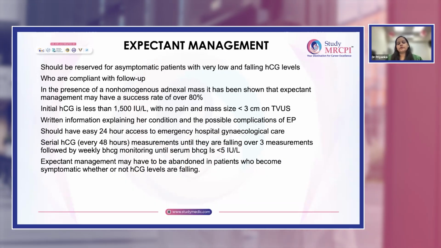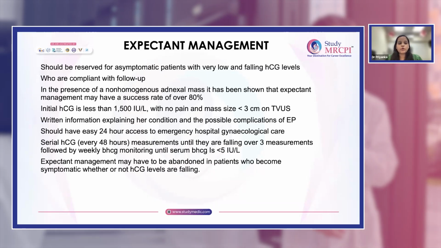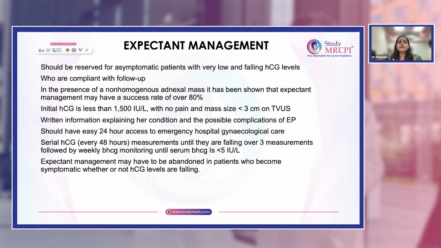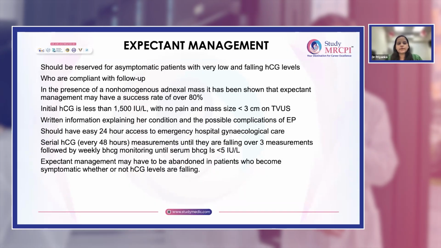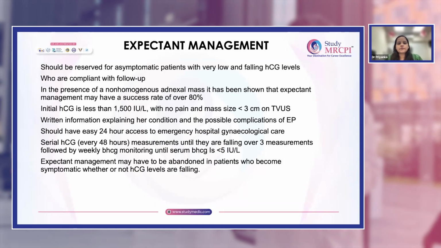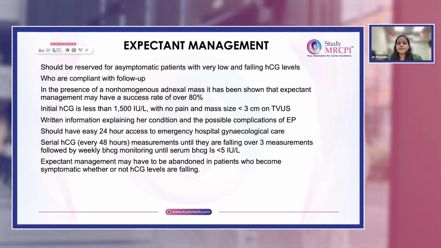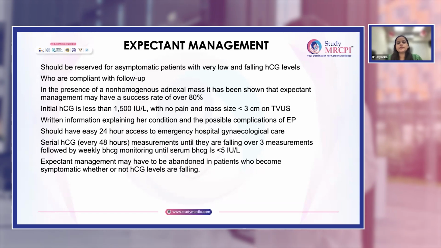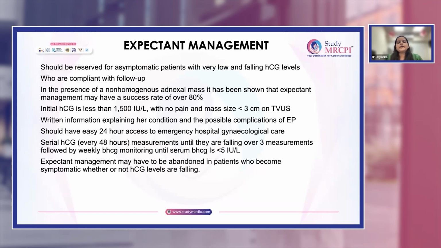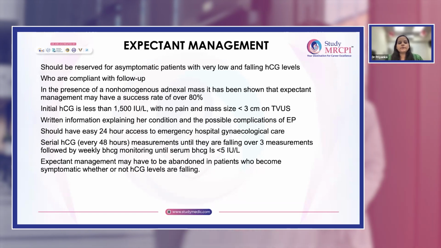So it's not only one of these. All the combinations should be seen. The HCG should be less than 1,500, the mass size should be less than 3 centimeters, and there shouldn't be any cardiac activity. The patient should be hemodynamically stable, and they should have 24-hour access to the hospital in case of emergency. And how do we proceed in expectant management?